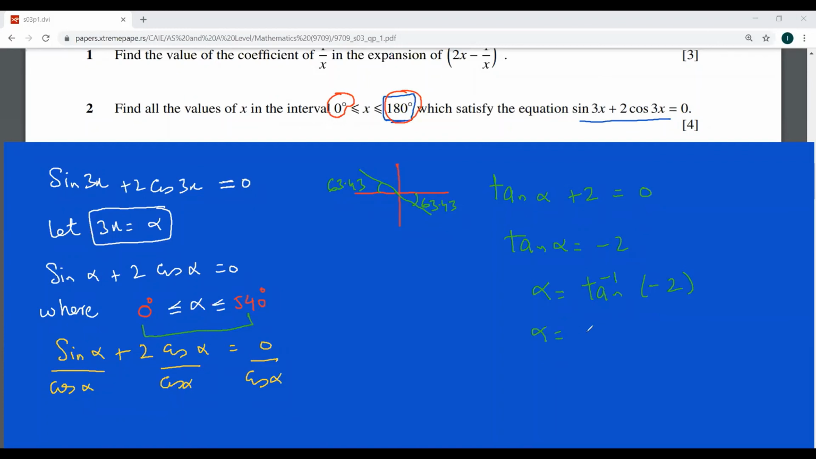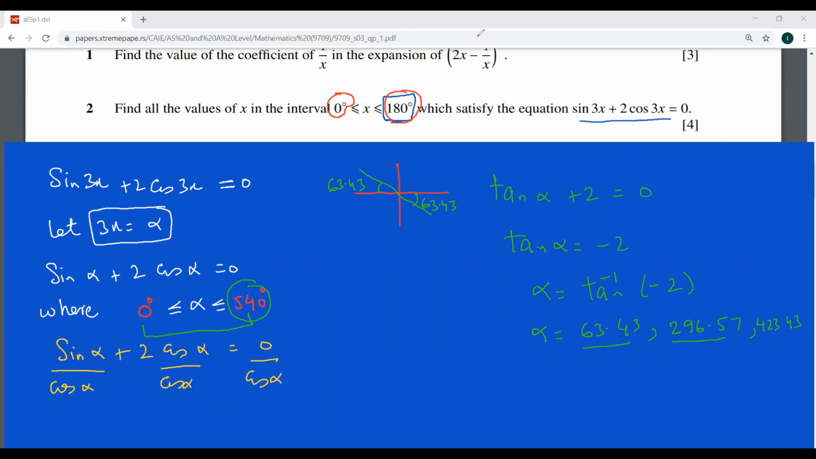So one of the values of alpha is 63.43. The next one is 360 minus this. So that is going to be 296.5, 297 maybe, and there should be a third value as well. Now please see, what is 360 plus this value? Do we stay within this limit or do we cross this limit? 423.43. Yes, if you add 360 into this, you will be definitely crossing this limit of 540. So these are the three values of alpha we have.